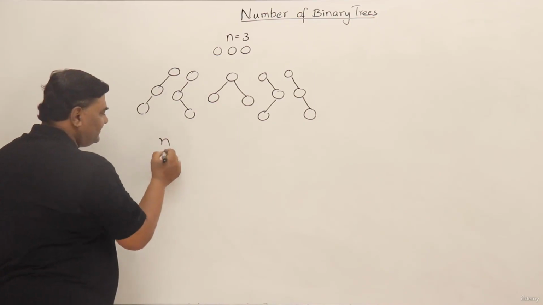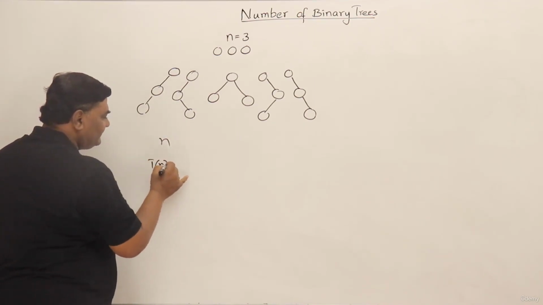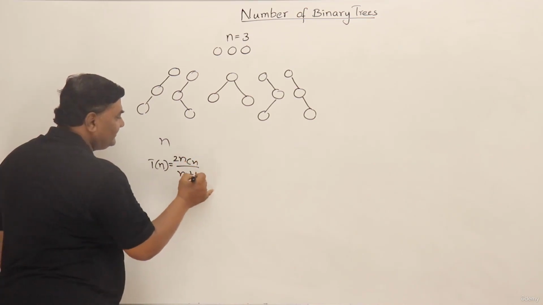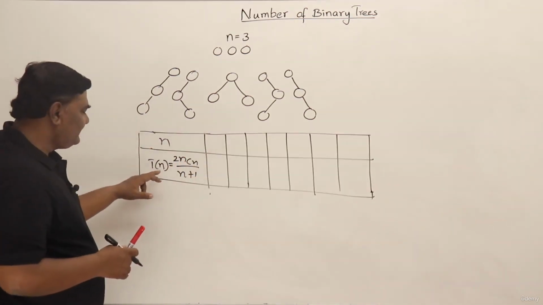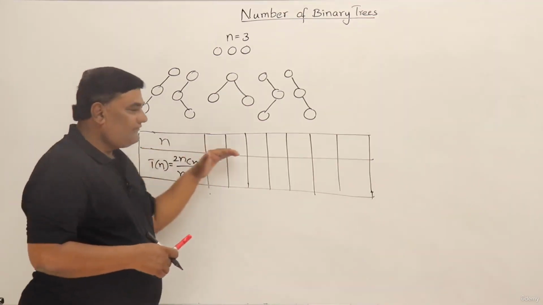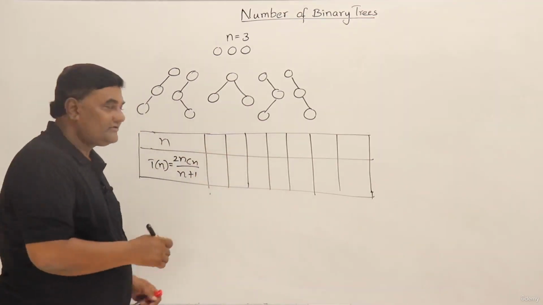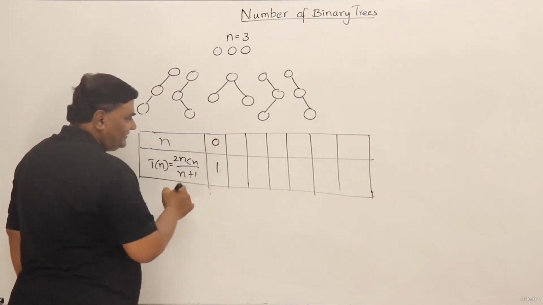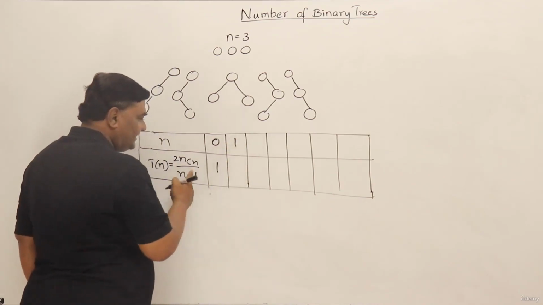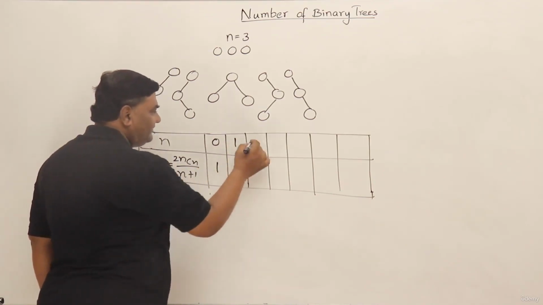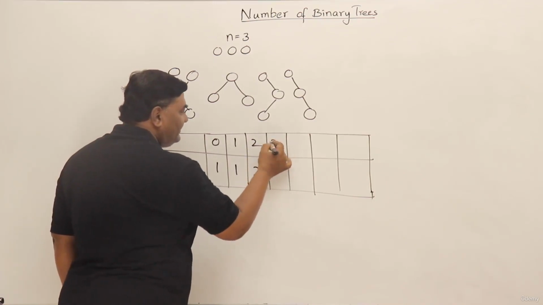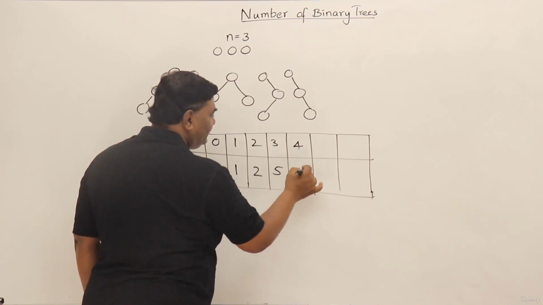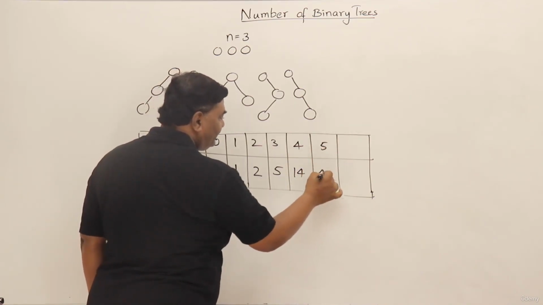See, if n is given, then the Catalan number Tn, we know the formula: 2n Cn by n plus 1. Here is the value of n, and this is the Catalan number. So I will take the values of n and write down the Catalan number values also. If n is 0, then if you put 0 in this formula, you get 1. Then for 1, it is still 1. For 2, it is 2. For 3, we know the answer directly, we just saw it. Then for 4, it is 14. For 5, it is 42.